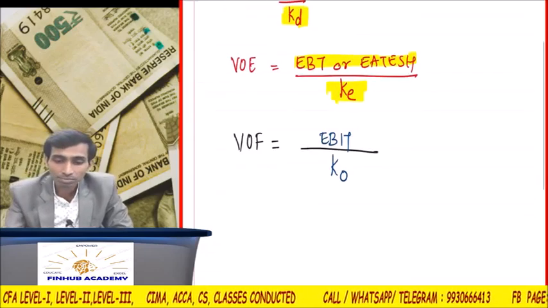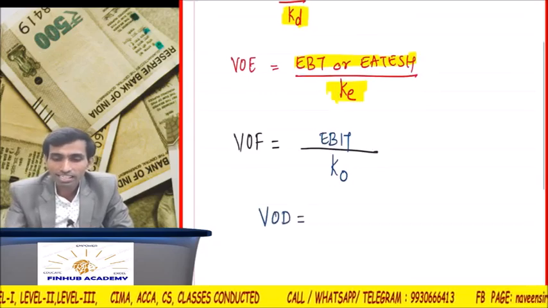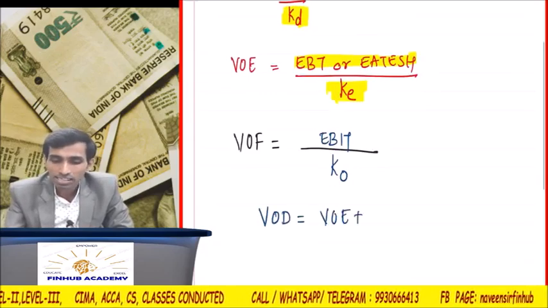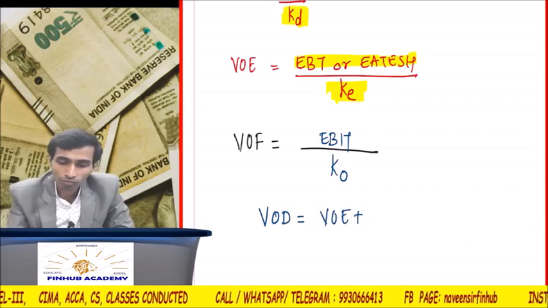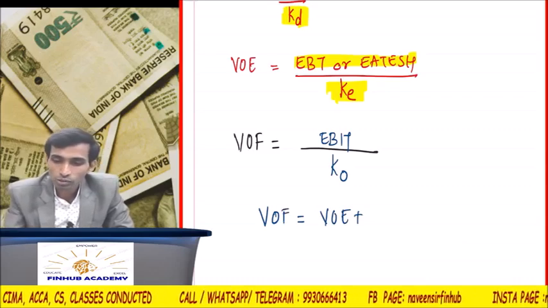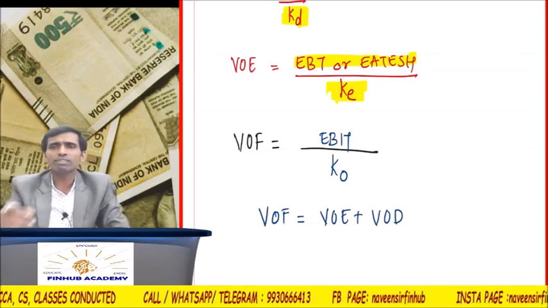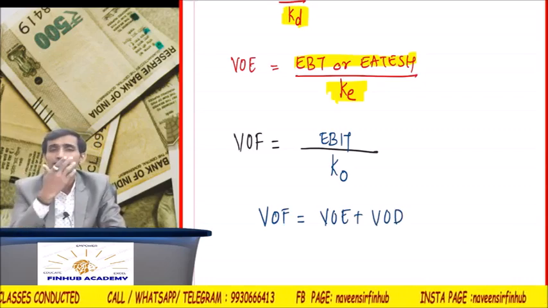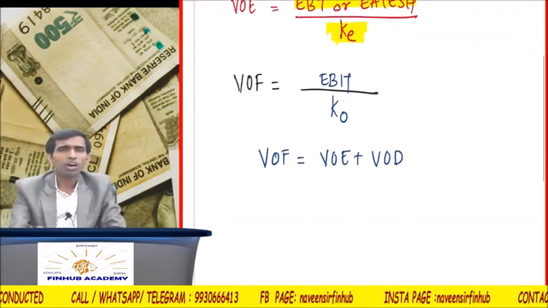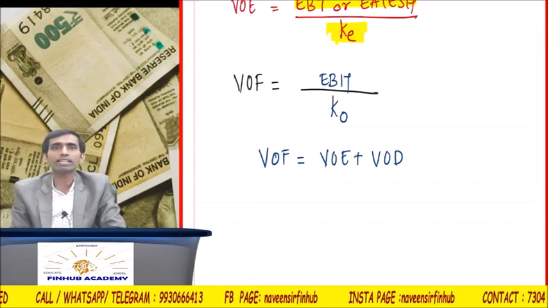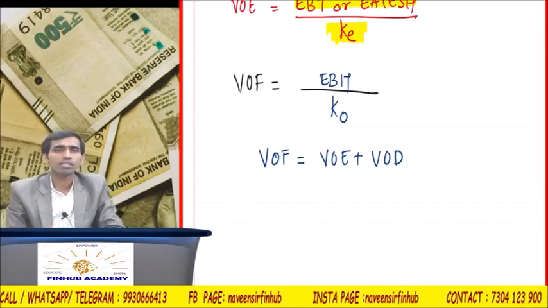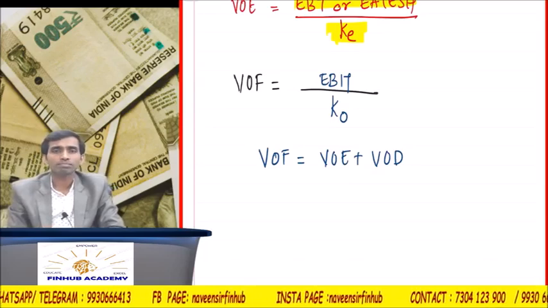Alternatively, please write: value of the firm is equal to value of equity plus value of debt. Very interesting part, this capital structure, very important. Unrealistic assumptions, still we are doing it. Okay.